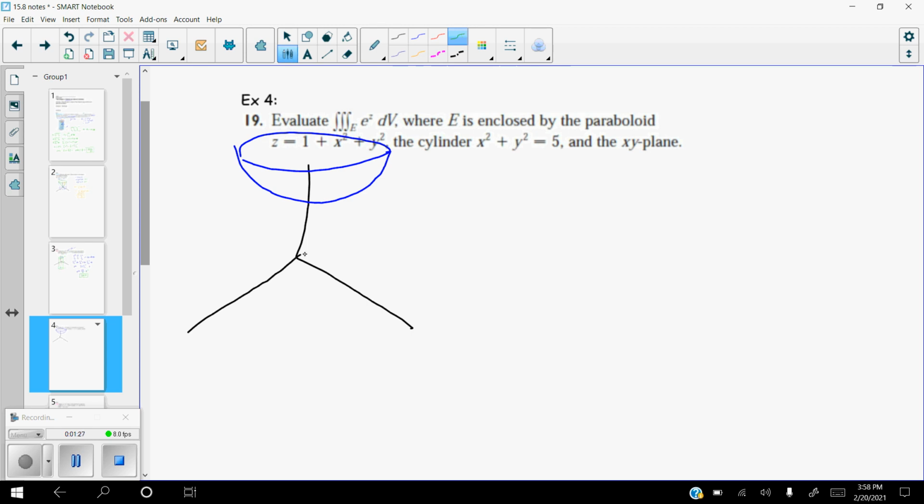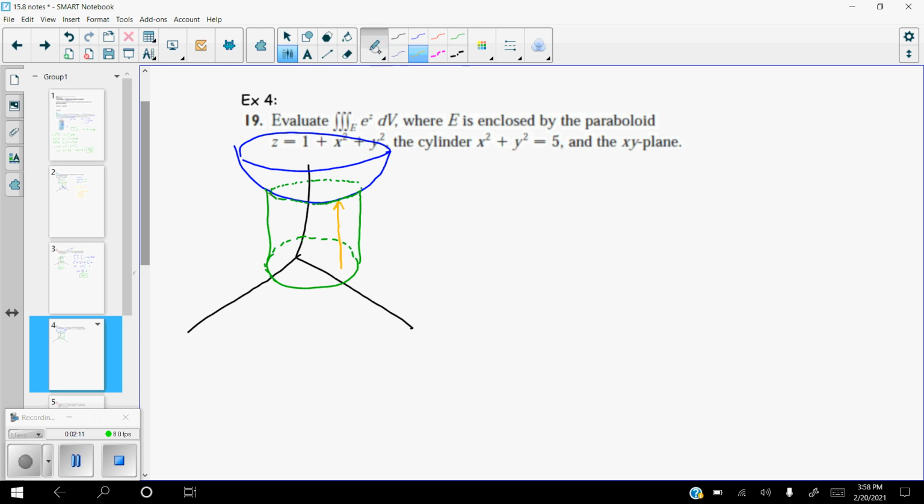So it's going to start down here, something like this. And then it's going to go up, and it's going to meet that paraboloid someplace up there. So basically, that paraboloid is going to sit inside the cylinder. So the cylinder is going to be like this, and then on the other side, it'll still kind of look like this. But we want everything which is underneath of that paraboloid and above the xy plane up to there. So that's what we're looking at.